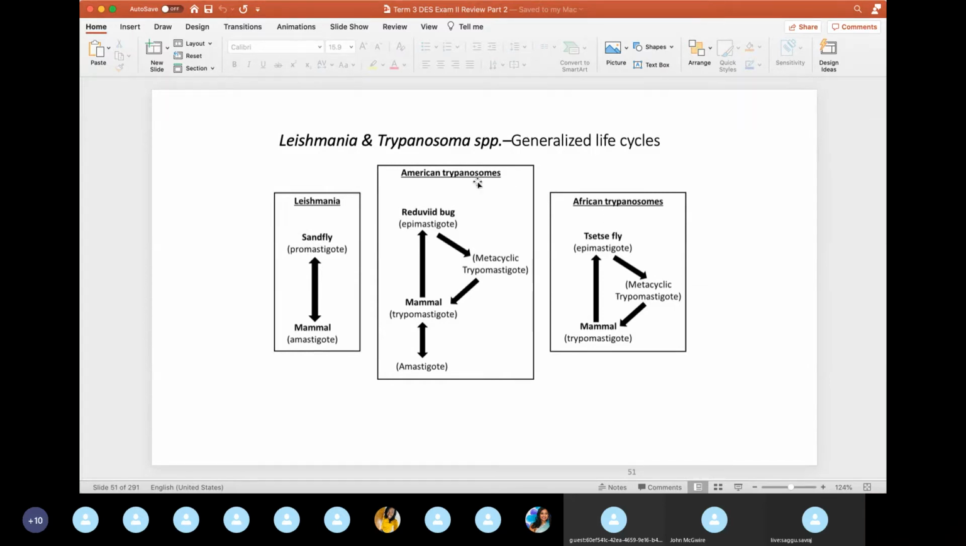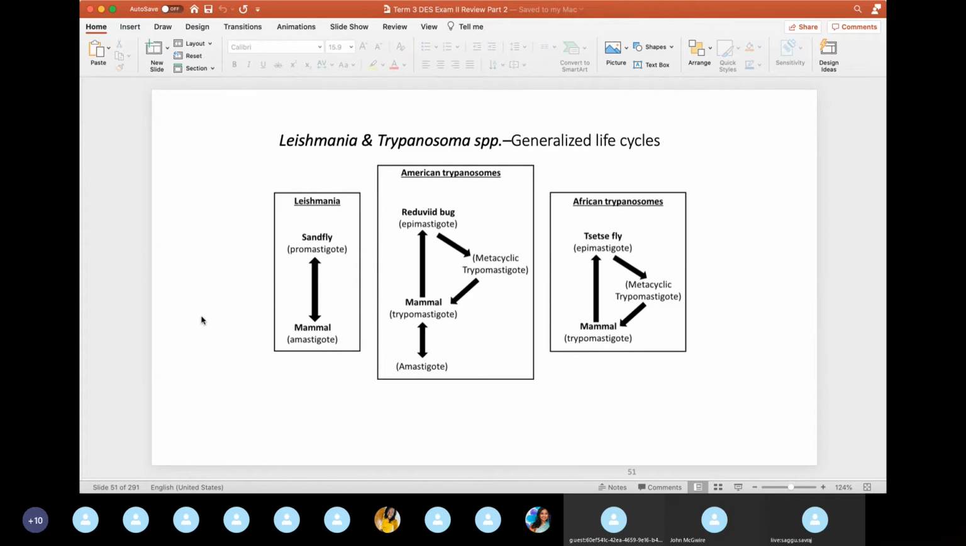For the American trypanosome, we have the reduviid bug, right? For the African trypanosome, we have the tsetse fly. Okay, tsetse fly. Same infective form: epimastigotes for both the American trypanosomes and African trypanosomes. Epimastigote. They become trypomastigote in the mammals.